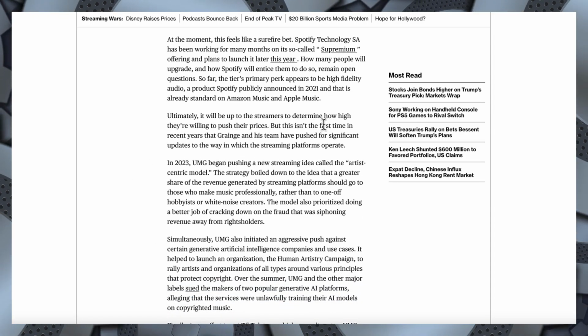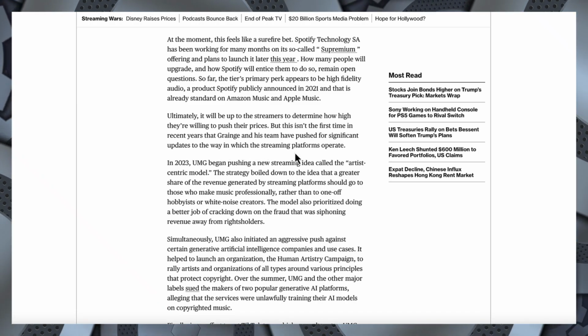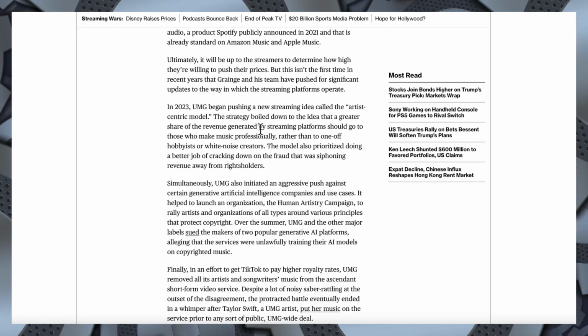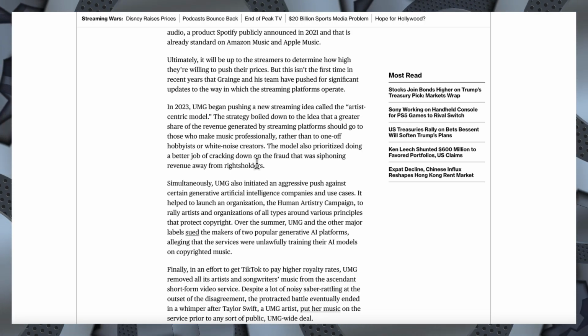Ultimately, it will be up to the streamers to determine how high they're willing to push their prices, but this isn't the first time in recent years that Grange and his team have pushed for significant updates to the way in which the streaming platforms operate. In 2023, UMG began pushing a new streaming idea called the artist-centric model. The strategy boiled down to the idea that a greater share of the revenue generated by streaming platforms should go to those who make music professionally rather than to one-off hobbyists or white noise creators. The model also prioritized doing a better job of cracking down on the fraud that was siphoning revenue away from the rights holders.